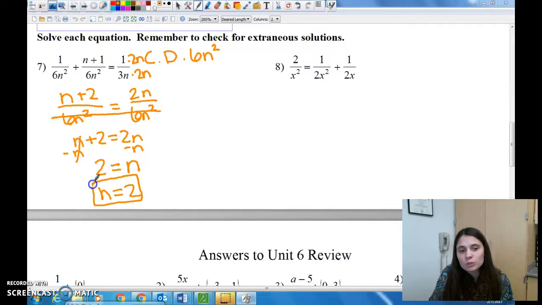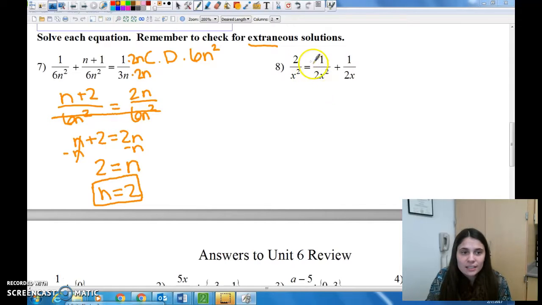And if I plug a 2 back into my denominator here, 2 squared is 4. 4 times 6 is 24, so that doesn't give me 0. Or 3 times 2 is 6, that doesn't give me 0, so I'm good. My answer's not considered an extraneous solution.